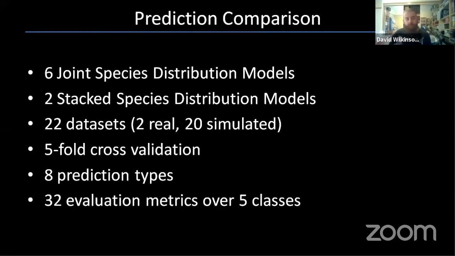So I've done a big prediction comparison. I've fit 6 different joint species distribution models that are a mix of full rank and latent factor approximated correlation matrix models. I fit two stacked species distribution models, one which is just the standard stacked probit regression, and one which is the CSAM framework, which constrains your predictions. I've done this across 22 data sets, with cross-validation, and 8 prediction types because we've run our conditional predictions under 3 scenarios with a low, medium, or high prevalent species. And then we've used up to 32 evaluation metrics over these 5 classes, depending on the prediction type.